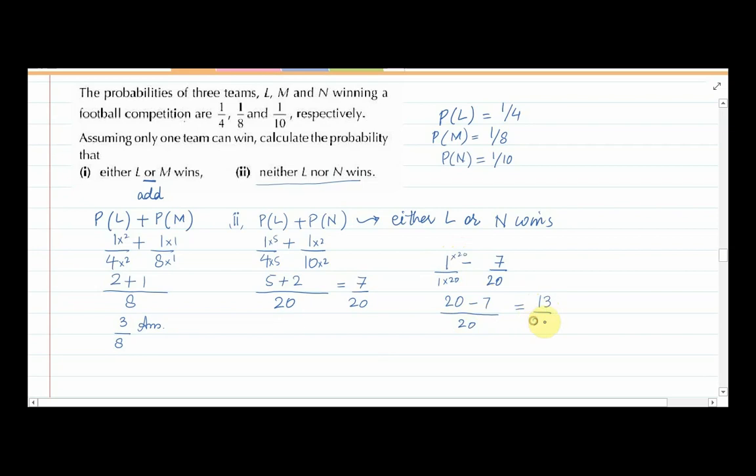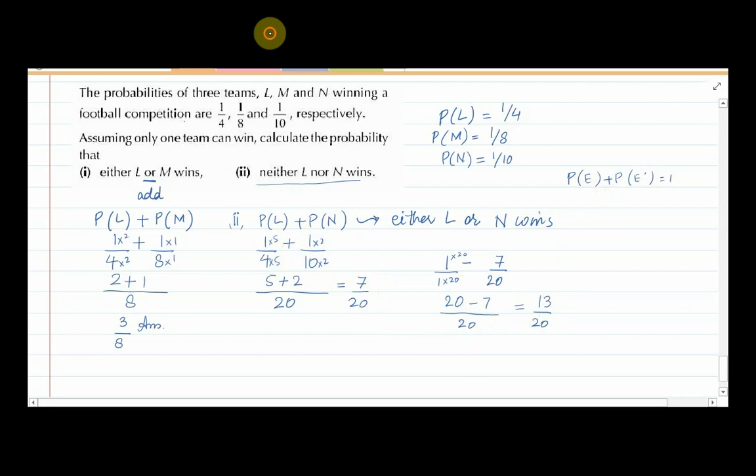The same concept, probability of an event that it occurs plus probability of the event that it does not occur is equal to 1. So when you find out the probability that L or N wins, that means if you subtract this answer from 1, it will be the probability that neither L nor N wins. Right? The same concept we have applied in the above 3 questions.